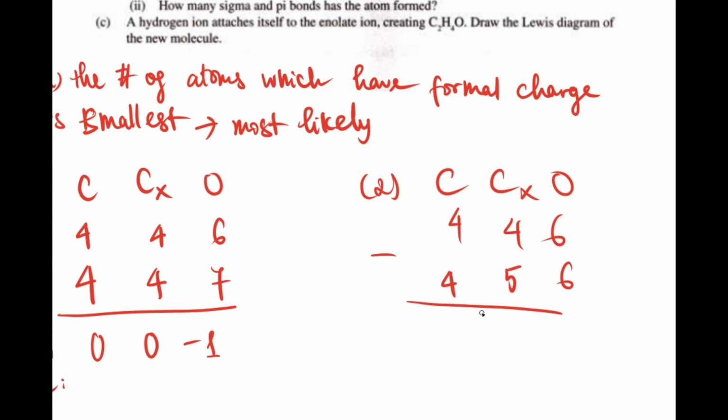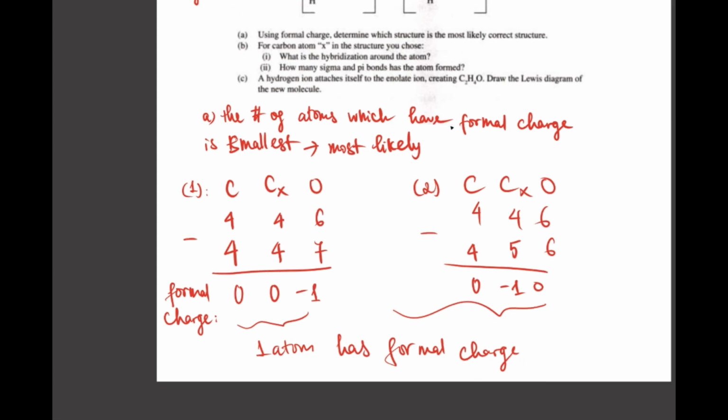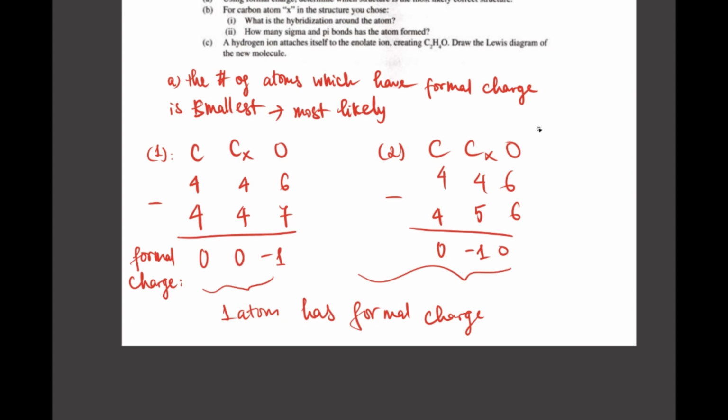So as you can see that, it's actually like this. So looking at formal charge, you can see that in both cases, you have 1 atom that has formal charge. So we cannot only rely on this statement. So we need to account for another thing, which is electronegativity. So here, just let me change the color for a little bit.